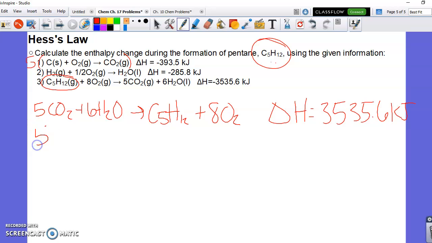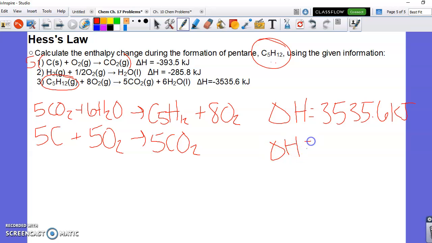So then that gives me 5 carbon plus 5 oxygen and yields 5 CO2. Now for my enthalpy change, whatever I did to my reaction or my equation, I have to do to my enthalpy change. So if I multiplied my equation by 5, I need to multiply that by 5 as well. Negative 393.5 times 5 ends up being negative 1,967.5.